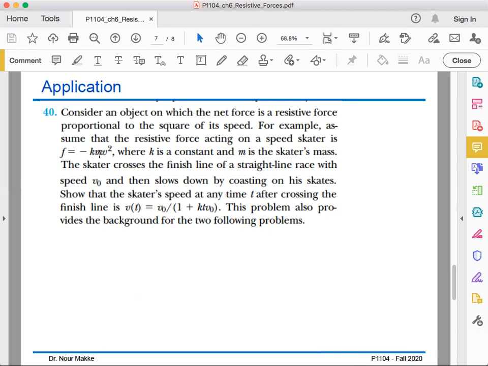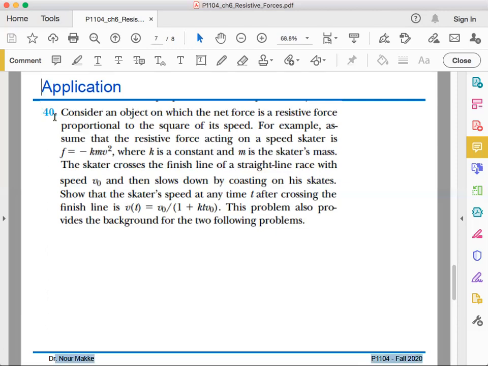The skater crosses the finish line of a straight line race with speed v0 and then slows down by coasting on his skates. You have to show that the skater's speed at any time t after crossing the finish line is given by v(t) equal to v0 over 1 plus K t v0. So this problem also provides the background for the two following problems. Okay, so it's just for the other problems.